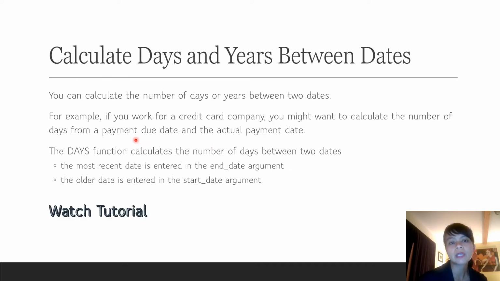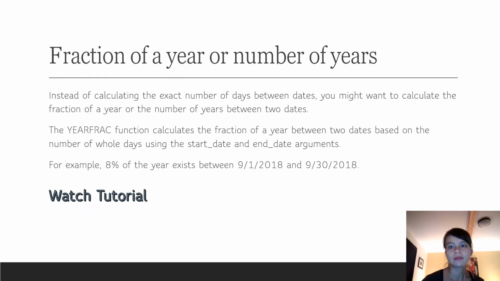Okay, so you can calculate days and years between dates. You can calculate the number of days or years between two dates. For example, if you work for a credit card company, you might want to calculate the number of days from a payment due date to the actual payment date. The DAYS function calculates the number of days between the two dates. The most recent date is entered in the end date argument, and the older date is entered in the start date argument. So you want to pause the video here to watch the tutorial.